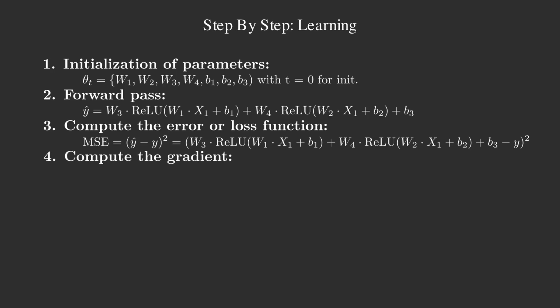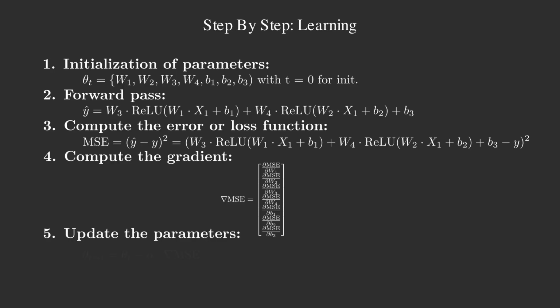After computing the loss, we compute the gradient of the loss. It is a vector pointing in the direction of the steepest ascent. Finally, we update the weights according to the negative gradient, the amount of change indicated by the learning rate alpha. We then repeat steps 2 to 5 over and over again and iteratively find a local minima.